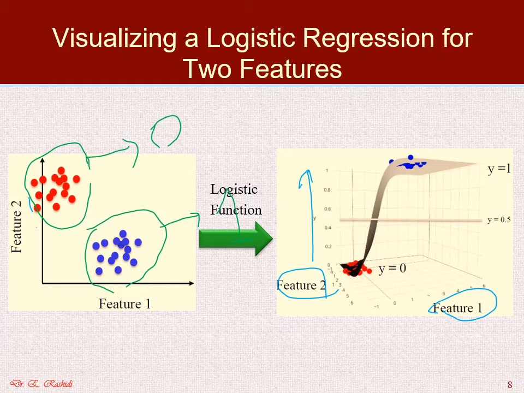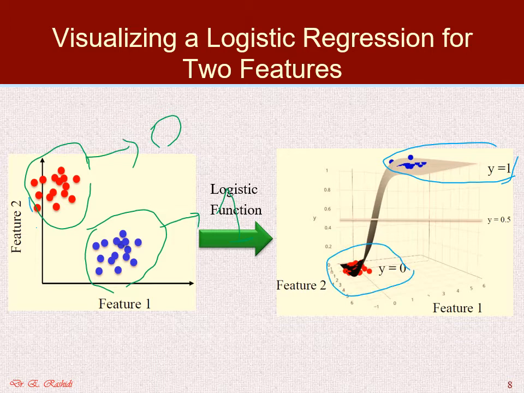And this is our sigmoid or logistic or logit function. As you see here, for all the blue data points, the y value is 1. That means they have been classified as class 1. And for all the red data points here, they have been classified as class 0. And as you see here, the function is S-shaped.